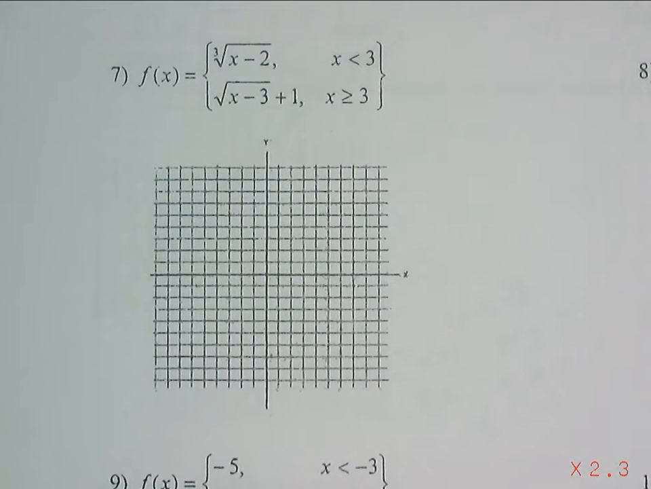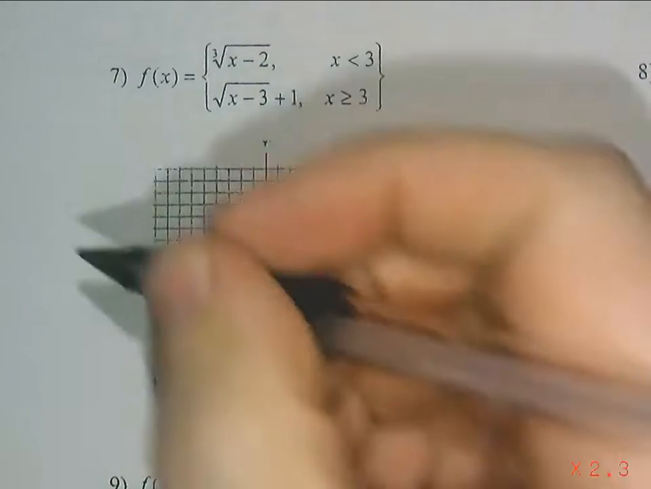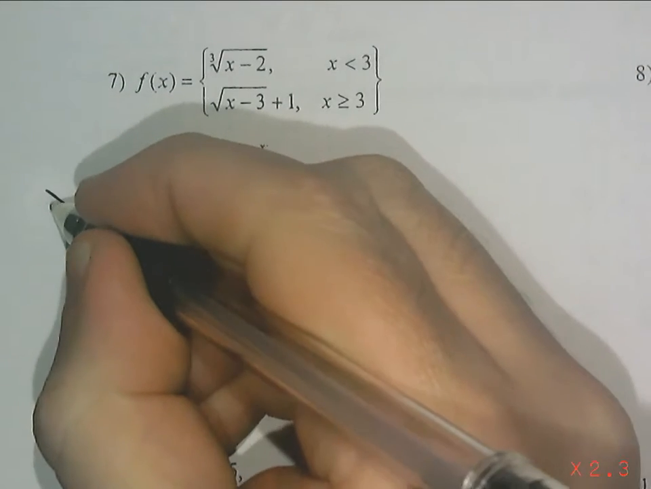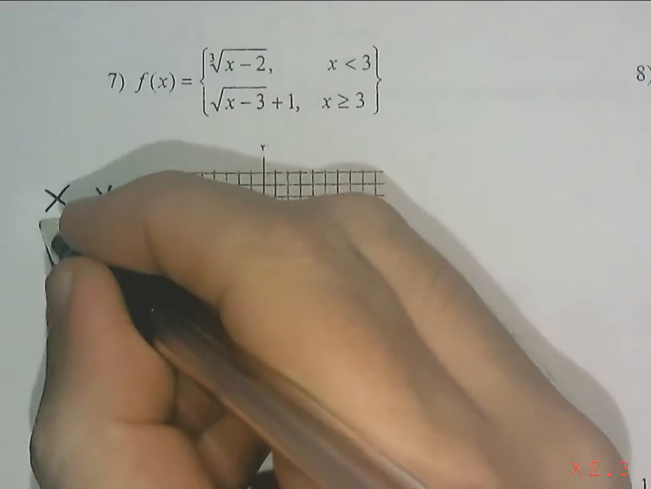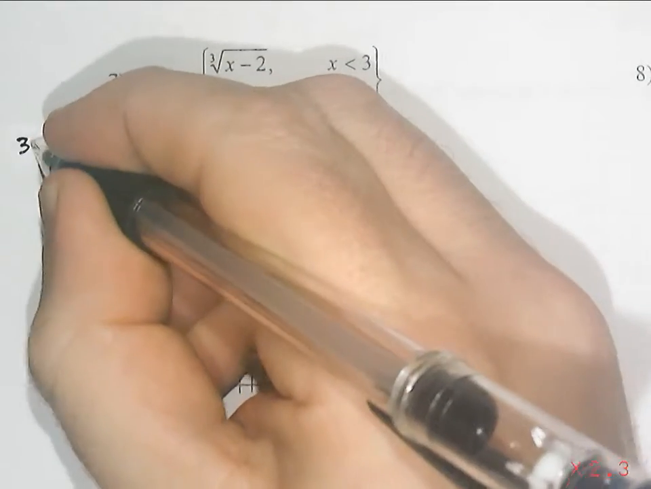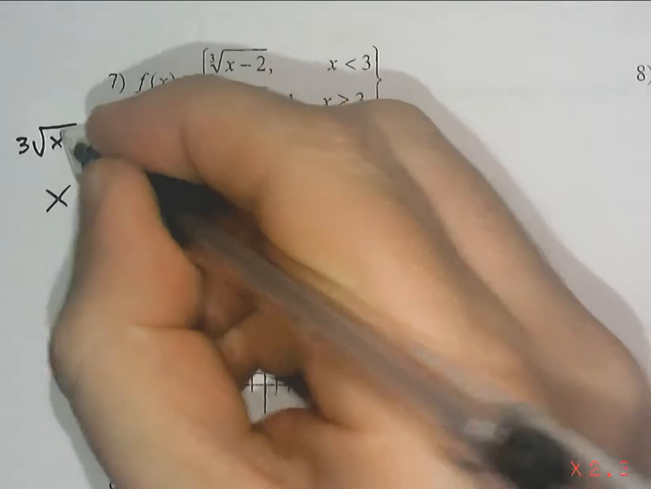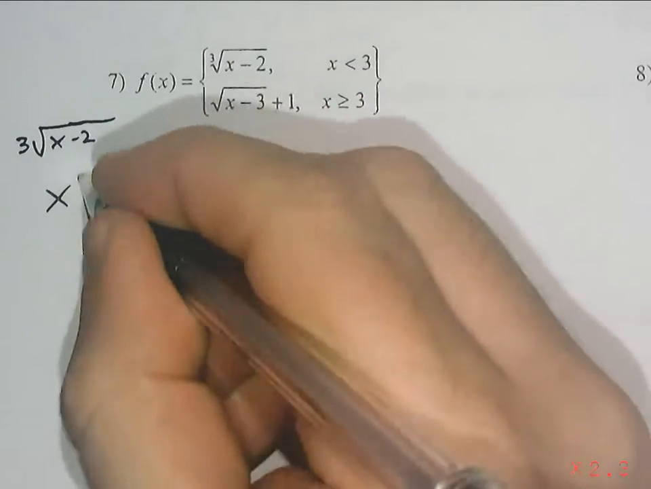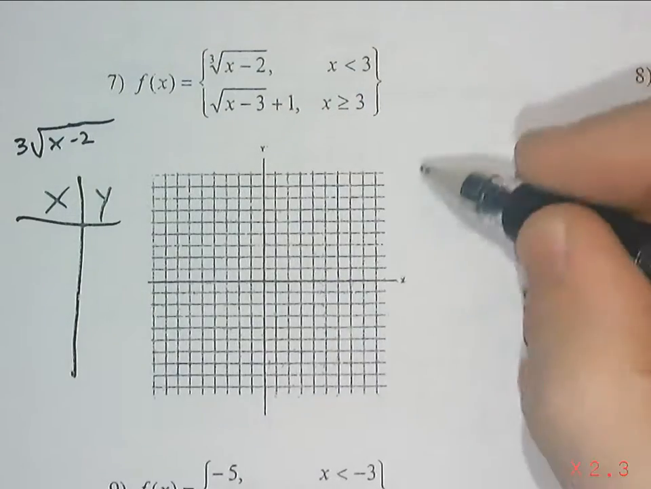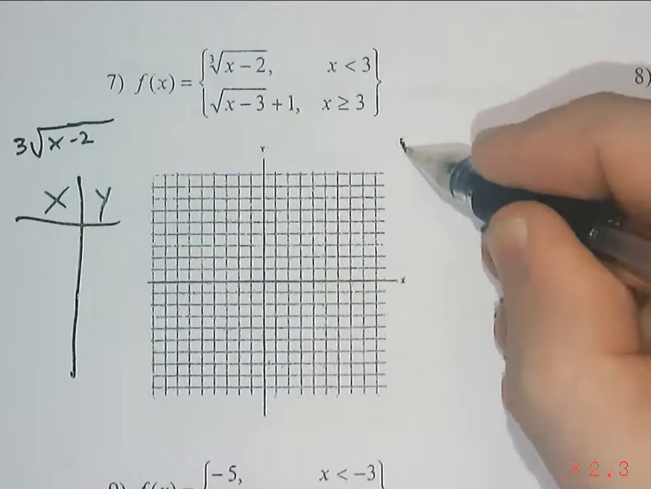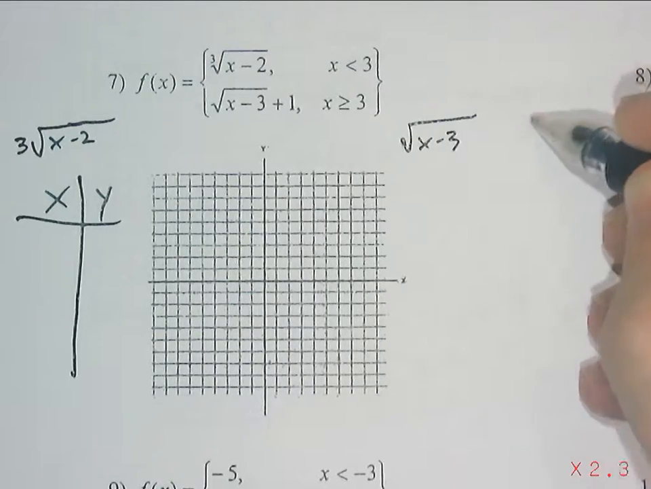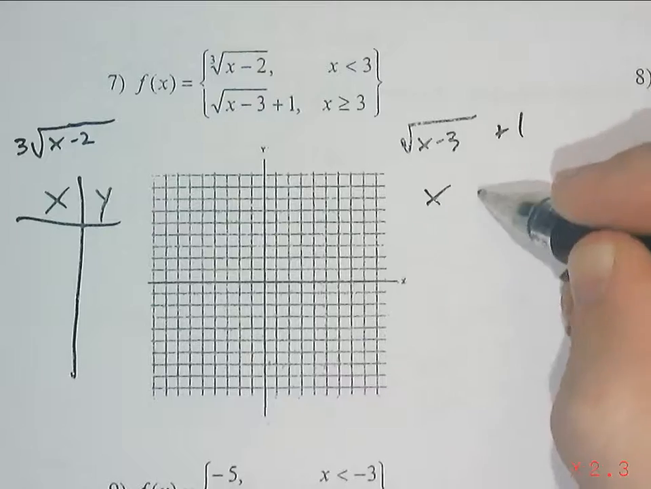Now I'm going to start by just making a table with some values. That would work, and then we'll go from there. I'm going to do the cube root one over here. So this is the cube root of x minus 2. That's what table this is. And then I'm going to do the square root one over here, the square root of x minus 3 plus 1. It's going to be this table.